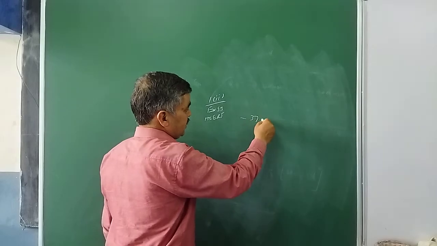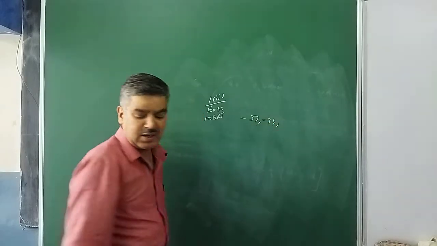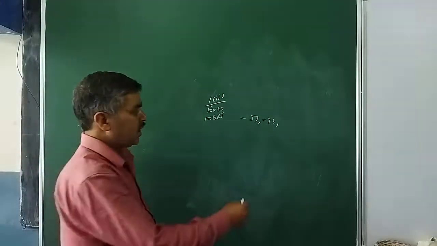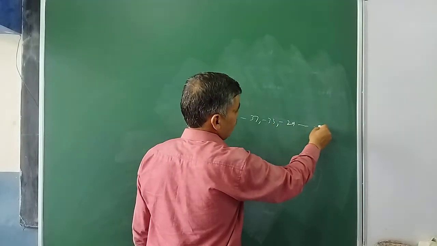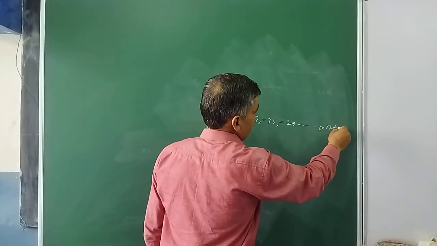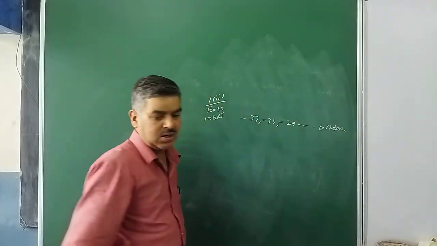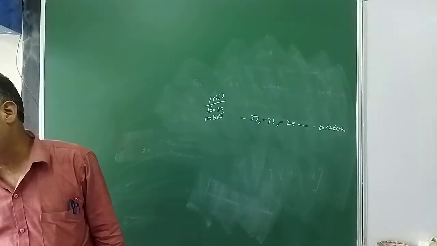Here it is, the question is minus 37, minus 33, and then minus 29, and so on to 12 terms. I have to find the sum of these 12 terms.